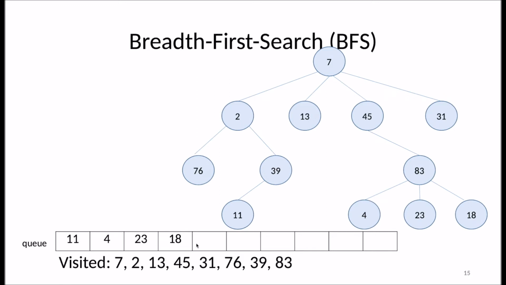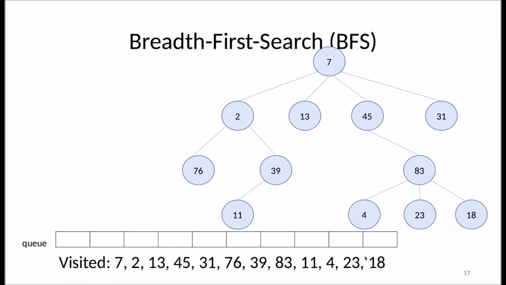4, 23, and 18. Now I take 11 out of the queue. 11 does not have any child nodes. Then I take 4 out of the queue, 23, and 18. Now the order that I got by using a queue is exactly breadth first search.